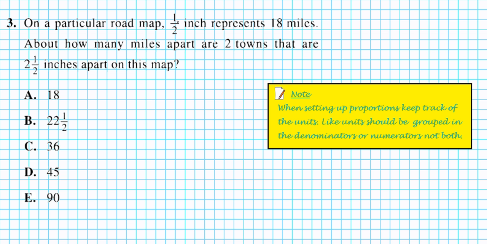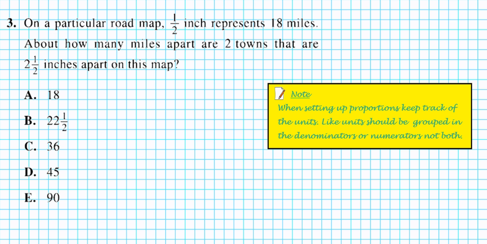Now, you ask yourself, how many 1/2s are there in 2.5? For every one, you have 2 halves, right? So if you have 2, you have 4 halves plus a half. So you have 5 halves in 2.5. Okay, so if 1/2 is 18, 5/2 will simply be 5 times 18, which is 90. Okay, so you can do it that way, but I'm going to show you how to do it using proportions.